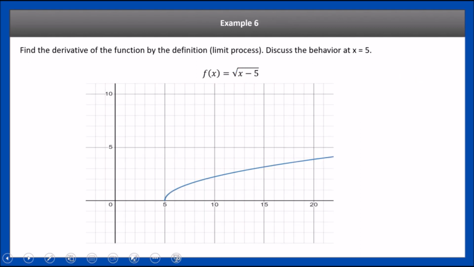So this is the function square root of x minus 5. It's just a square root function, but shifted by 5 to the right. So then you notice that here, we have our vertical tangent. So at x equals 5, that's where it goes vertical, and then eventually it starts leveling out, right, as we continue. But in the beginning, it's vertical.